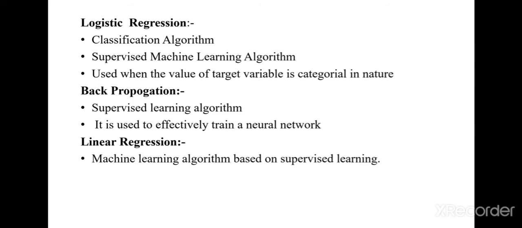And the third one is linear regression. So what is linear regression? Linear regression is a machine learning algorithm based on supervised learning. It is a regression algorithm. It is not a classification algorithm, it is a regression algorithm. So here the logistic regression is a classification algorithm and linear regression is a regression algorithm.